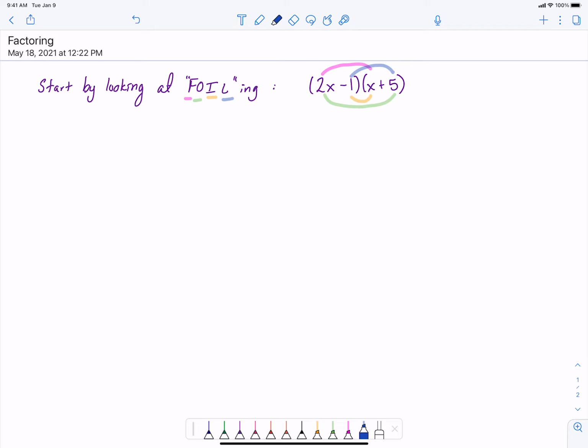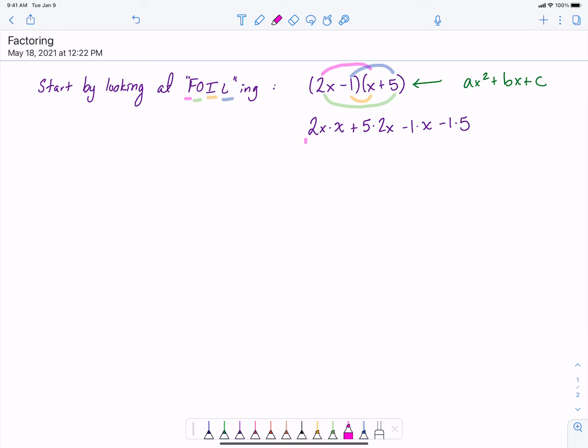Because that's what we're trying to do with factoring: we're trying to get back to this format right here from a format where we've got ax squared plus bx plus c. So when we FOIL things out, we do the first two terms multiplied together. I'm going to be kind of ridiculous about this and write that we're going to do 2x times x. And then we do the outer terms, right? We get 5 times 2x. And then we do the inner terms and we get -1 times x. And then we do our last terms and we get -1 times 5.